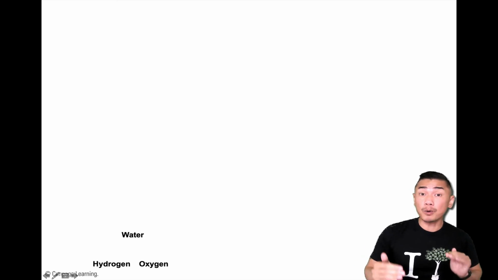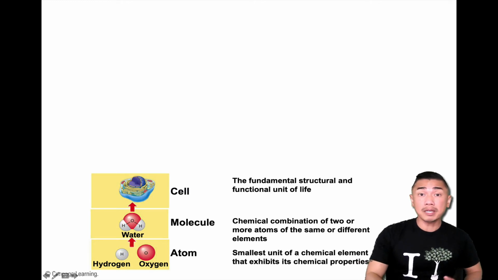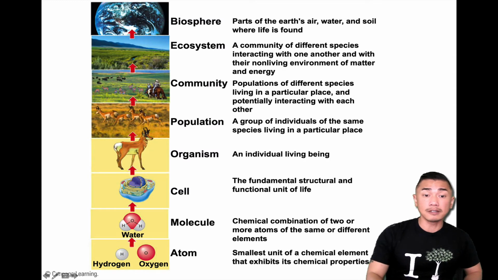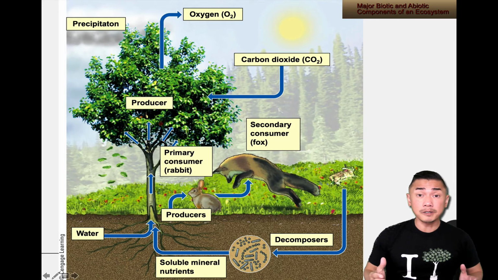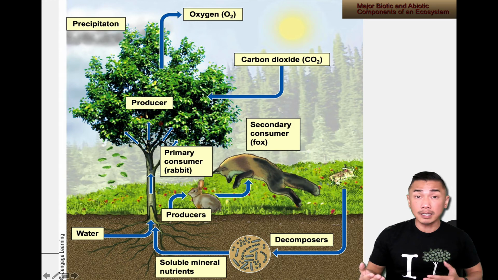Ecologists can also go into finer detail and look at the atoms, the molecules, and the cells that make up the broader levels above it. Ecosystems include both the living and the non-living parts of an environment. We call the living parts biotic and the non-living parts abiotic.